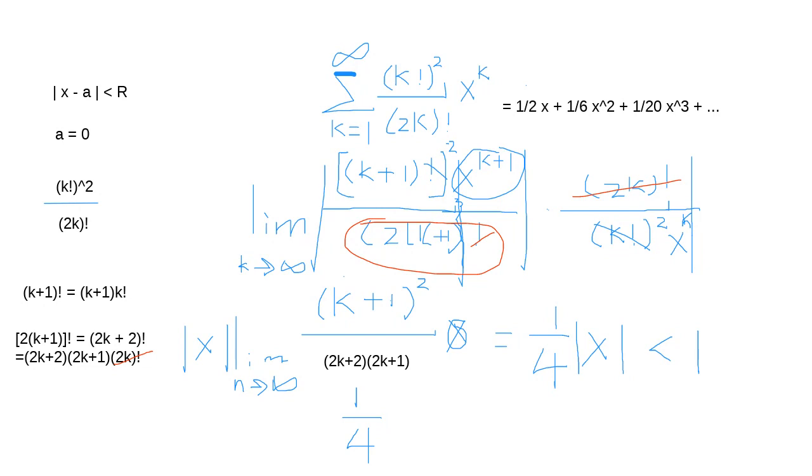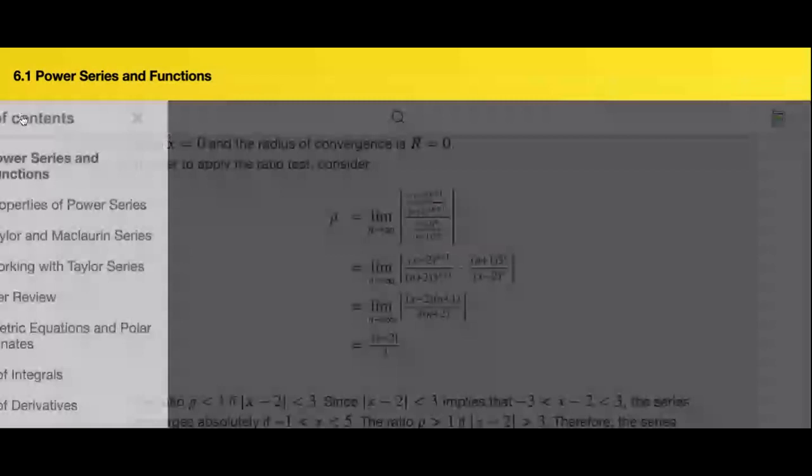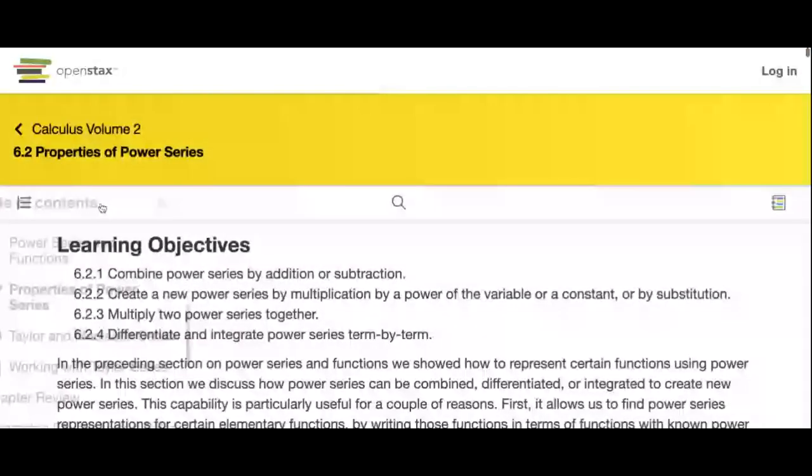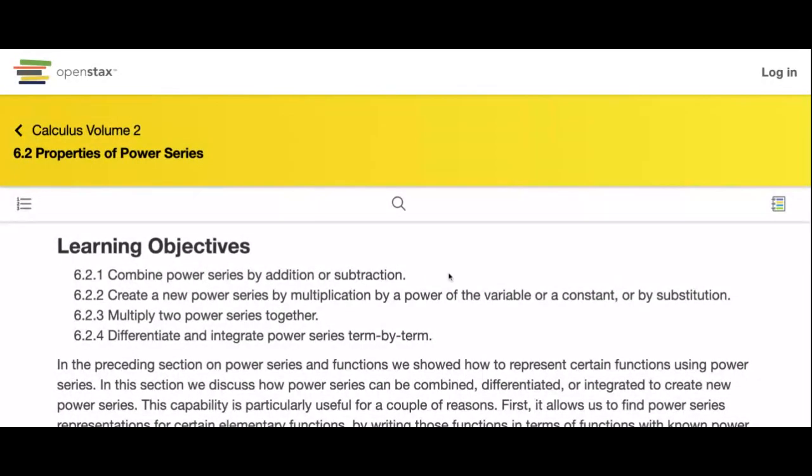We're going to talk more about power series today. Okay, let's go back to our textbook. Okay, that's the right page.